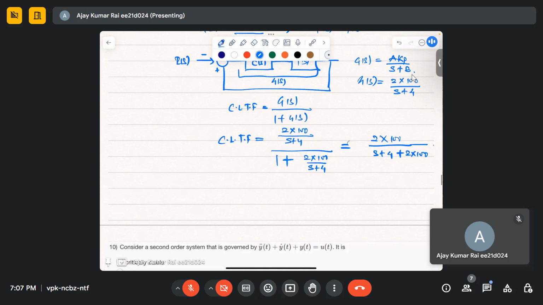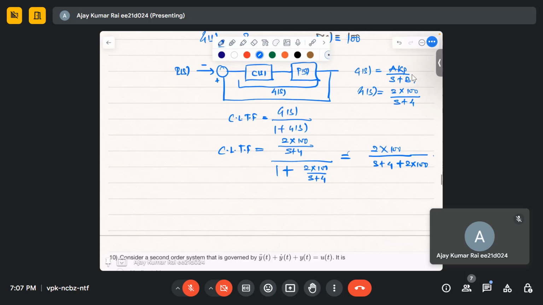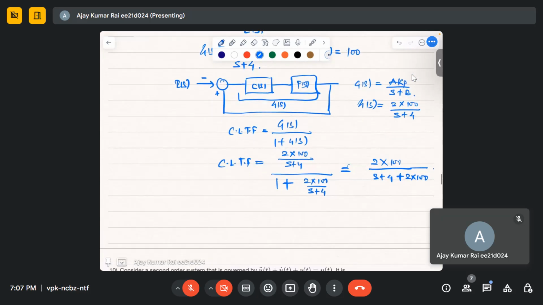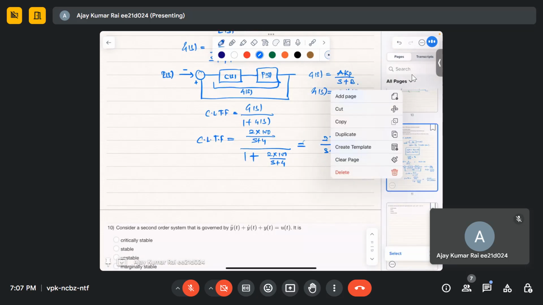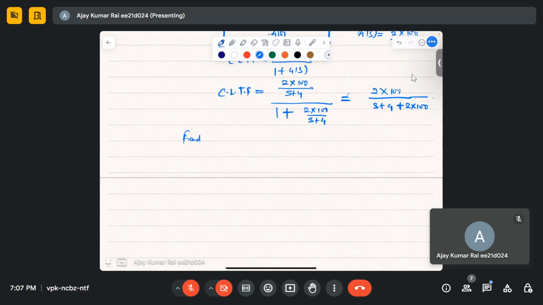Okay, if you're trying to find the steady state value, so what you'll get, just closed loop. Okay, say find steady state output for unit step, right?